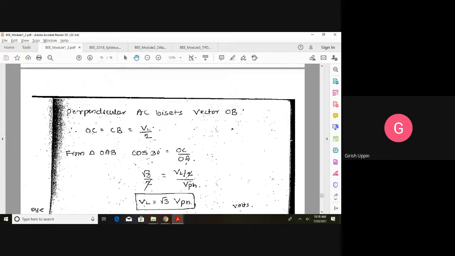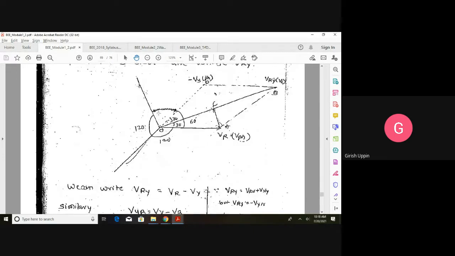Why cos of 30? Right now we have 120 degrees, the angle between this and this is 120 degrees. When I take it in the opposite direction, minus VY, it is going to cut this angle in half. So this angle is 60 degrees, and this angle is 60 degrees.